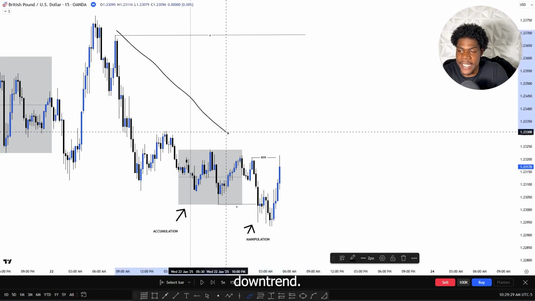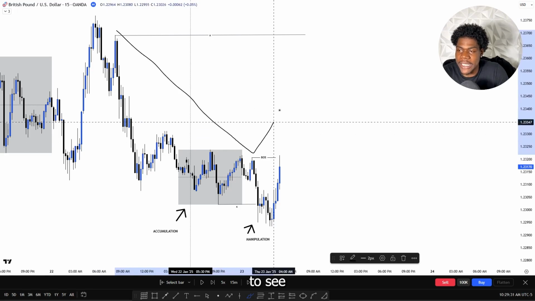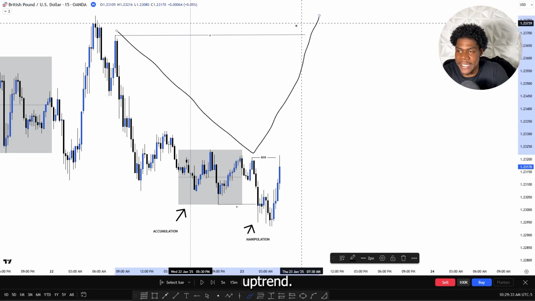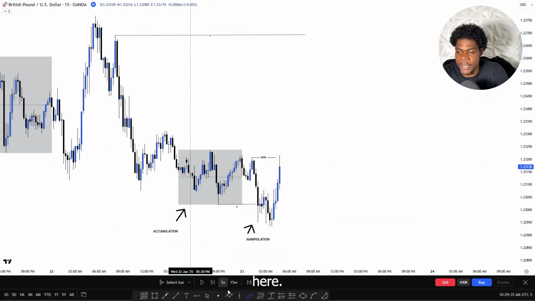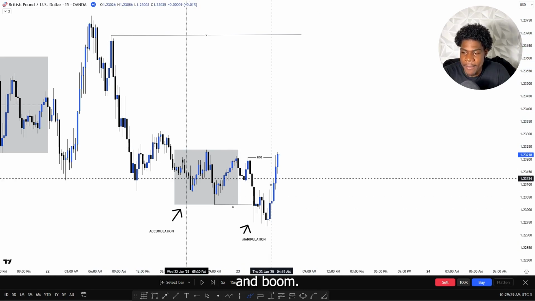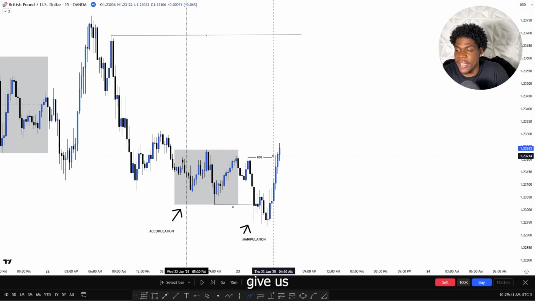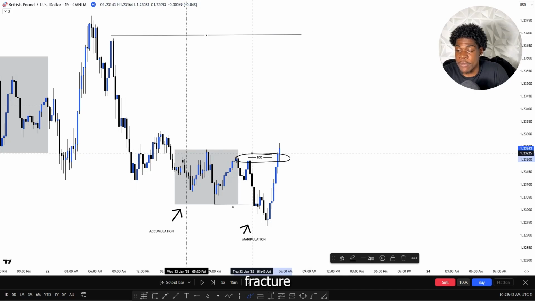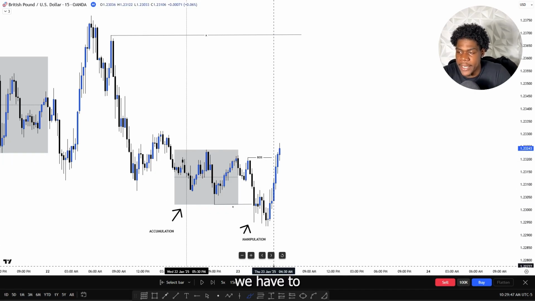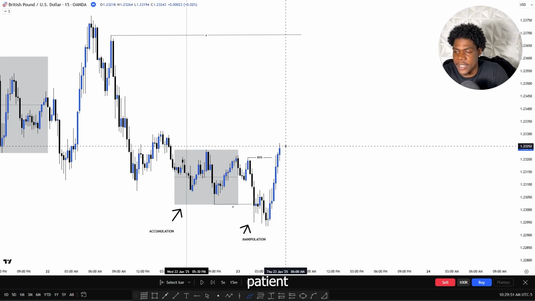Price has been in this downtrend, but now we want to see price go down and go back up in this uptrend. It's going to clear this old high right here. Now let's play price, and boom, we can see that price rallies higher and gives us a full body breakup structure of this old high right here. But we have to be patient, right? You can't just enter your trade, right? You have to be patient for pullbacks.